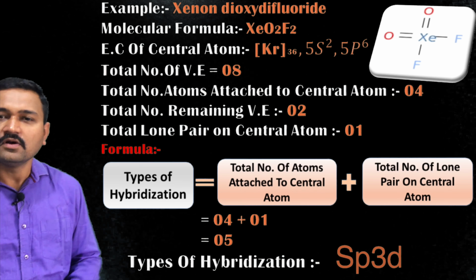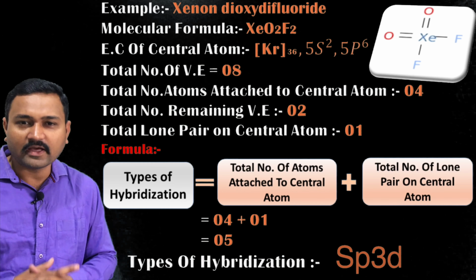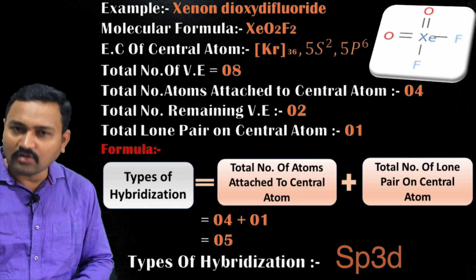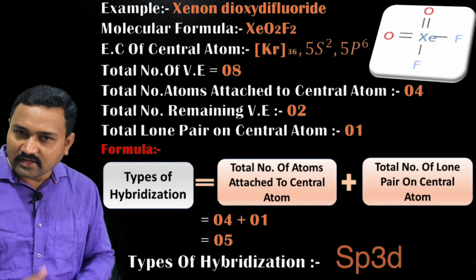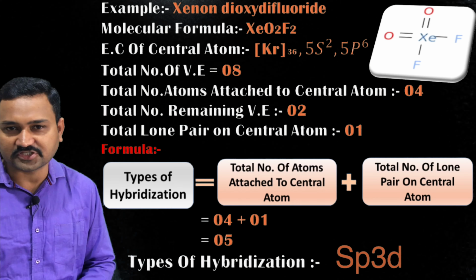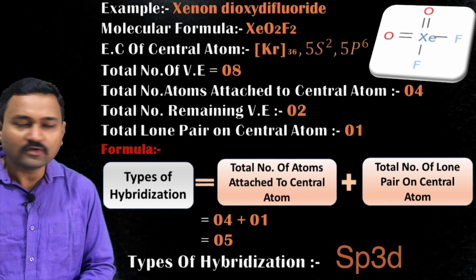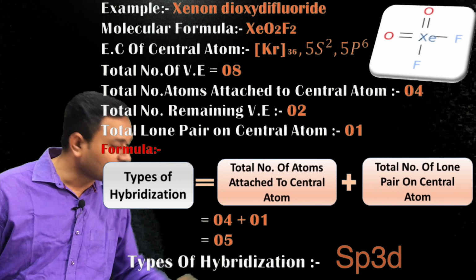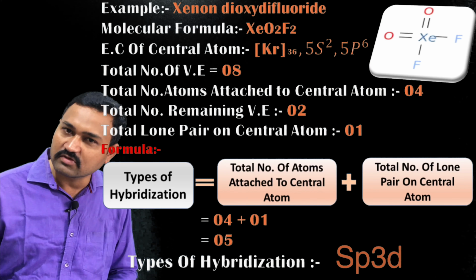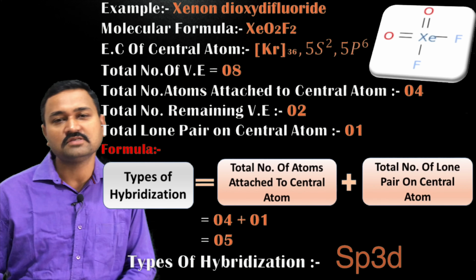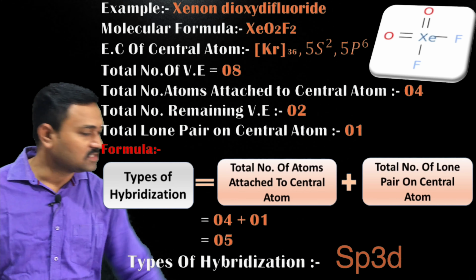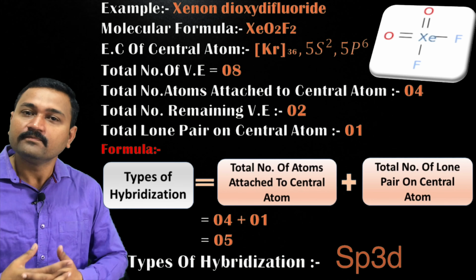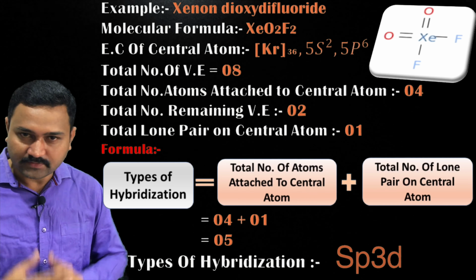If the number is 5, then the type of hybridization of xenon in xenon dioxydifluoride will be sp3d hybridization. Again, you can cross-verify it. Here, 1 s atomic orbital is used, 3 p atomic orbitals are used. So, 1 plus 3 equals 4, plus 1 d atomic orbital is used. Hence, 4 plus 1 is equal to 5. The hybridization will be sp3d hybridization. So these are the few challenging examples that we have discussed in this video.